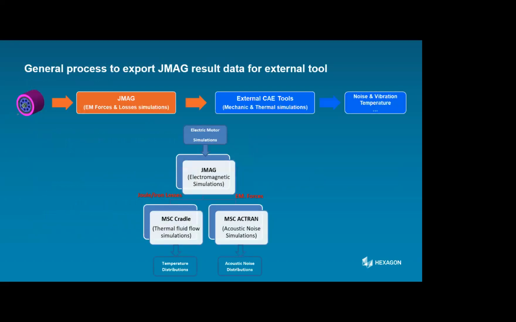This is actually what the process looks like. So we want to perform an electric motor simulation, and JMAG performs all the electromagnetic simulation. Then it calculates the losses, both Joule and iron losses, and electromagnetic forces. Then the results can be imported both in MSC Cradle, for example, for thermal fluid dynamic simulation, and also in MSC Actran for acoustic noise simulation.